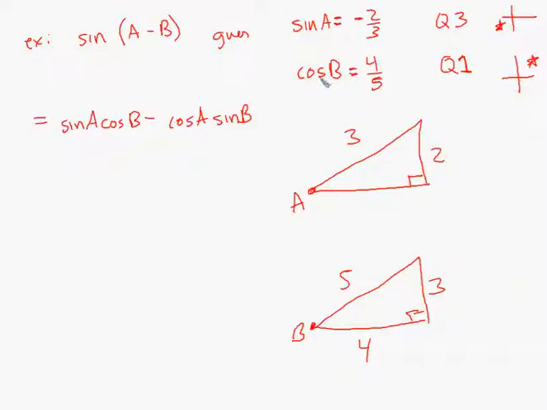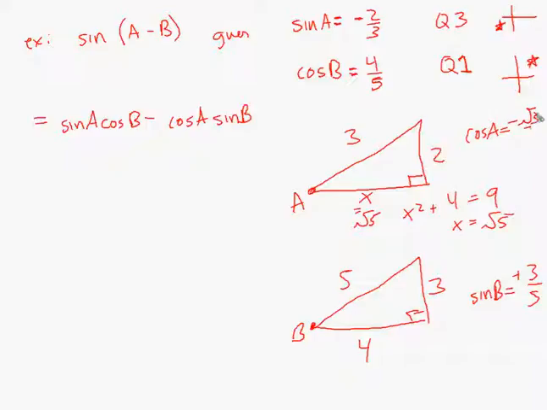So that means I was missing the sine here. So sine of B is opposite over hypotenuse, and it's quadrant 1, so it's positive. So that one's done. I need to get x here. x squared plus 4 equals 9. x equals root 5. So if this is root 5, I need cosine. Cosine is negative. So cosine of A, in this quadrant, is negative root 5 over 3.